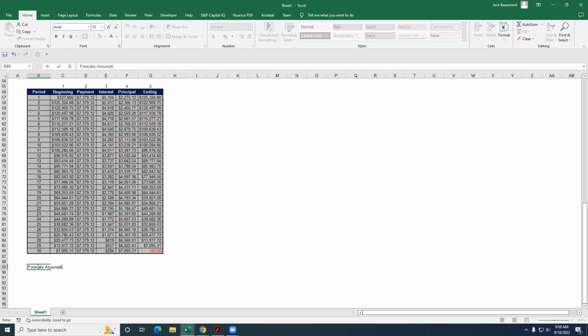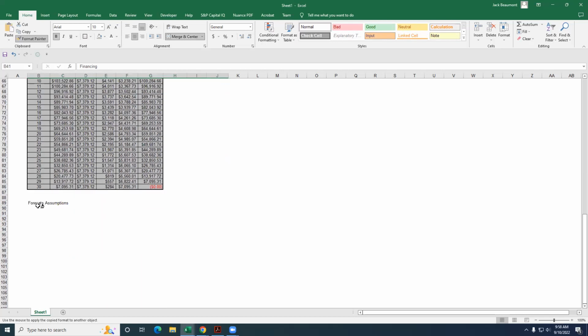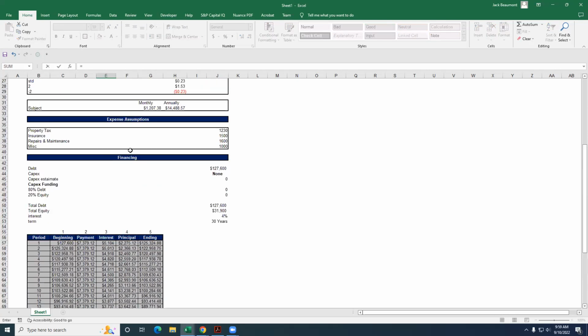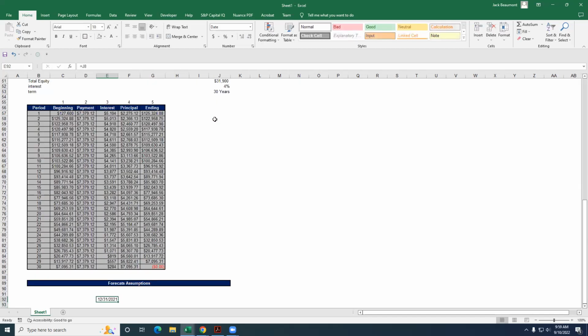Forecast assumptions. Okay, let's do that. Great. So I'm going to build here. When do we want our date to start? We're going to do 5 years. This is 5, 4, 3, 2, 1, 0. So this is going to equal our valuation date. Where is that here? Okay, equals that.